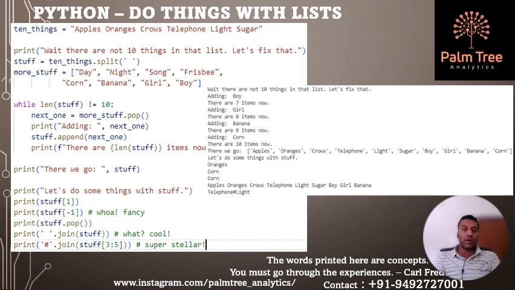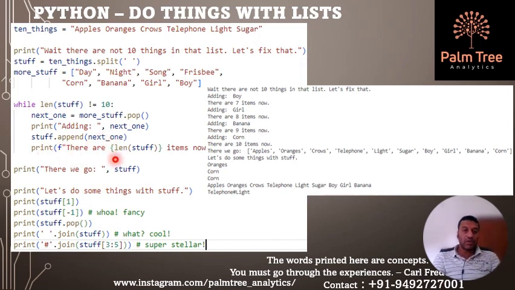When we call pop, the highest index item comes from the more stuff list. What is the highest index? Boy. So boy is taken out from this list and stored in the next one variable. For the sake of printing, we print boy. Then we call stuff dot append next one. The append function works on the list we created by splitting the string, so boy is added to it.